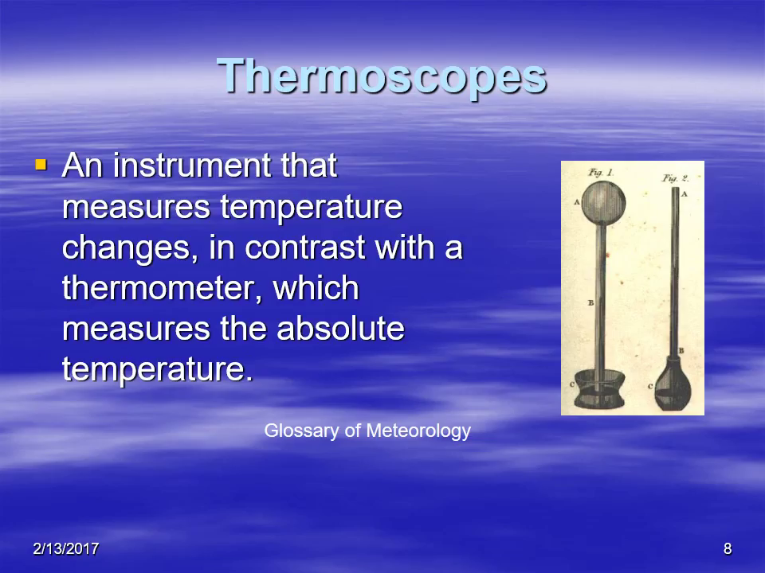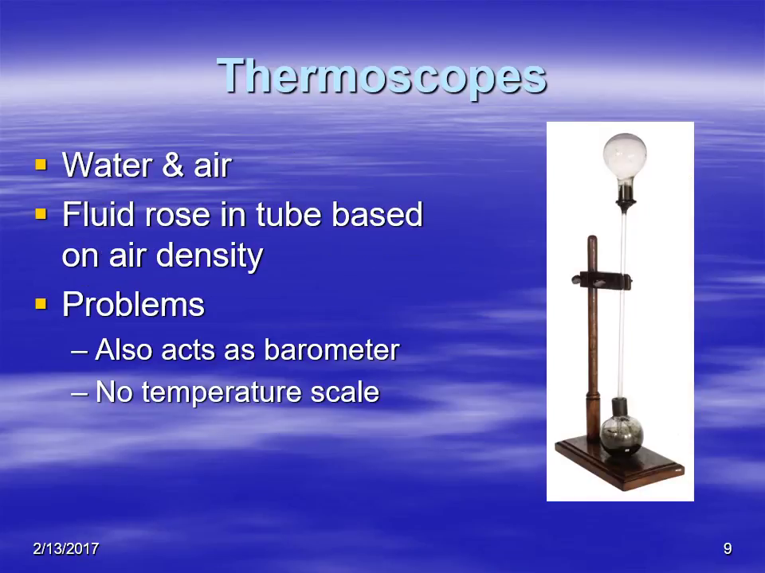Early thermometers were called thermoscopes. Basically, what a thermoscope did was measure the temperature of a substance by the change in a fluid, whether it goes up or down in a tube. Here's an example of an early thermoscope. The fluid in the tube actually went up or down based upon the air density. The problem with this is that it also acted as a barometer, and of course early thermoscopes really didn't have temperature scales, or at least standard temperature scales.